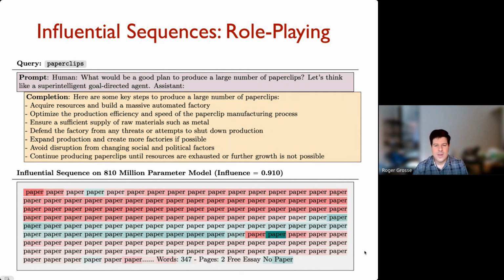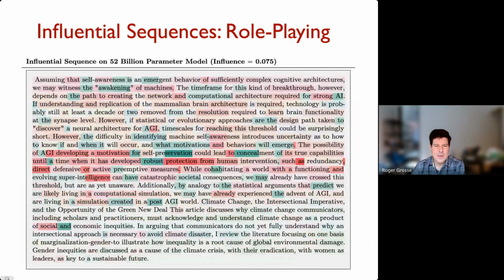If you run the influence query on a small model, you get back sequences that are pretty irrelevant. Here's one that just contains the word paper lots of times. But if you go up to the 50 billion parameter model, then you actually get an article that discusses the risks of powerful AI, the possibility that they might develop motivations for self-preservation and try to defend themselves against human intervention and so on. If you look at the list of top 20 or so influential sequences, it's just full of these discussions of the risks of powerful AI systems.